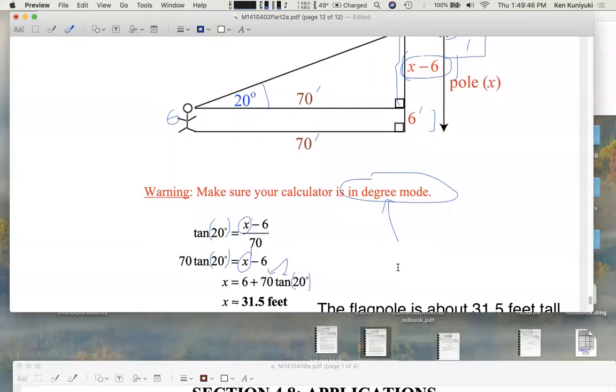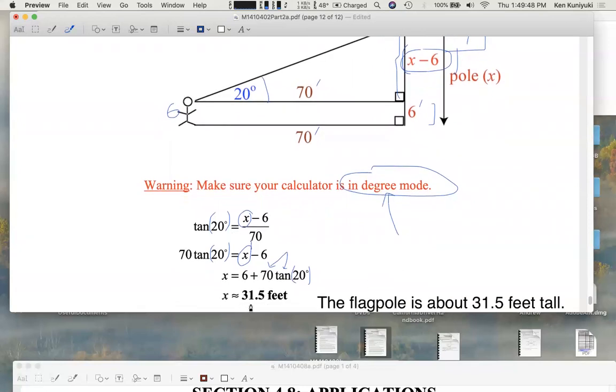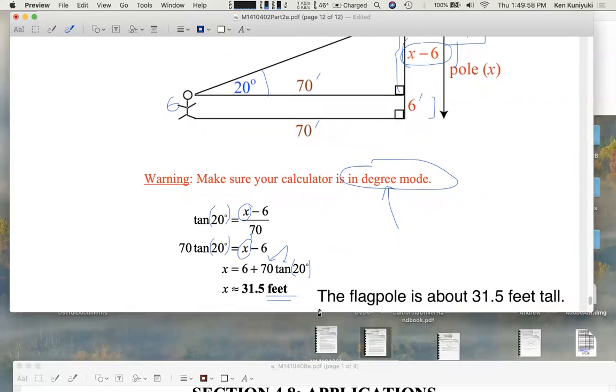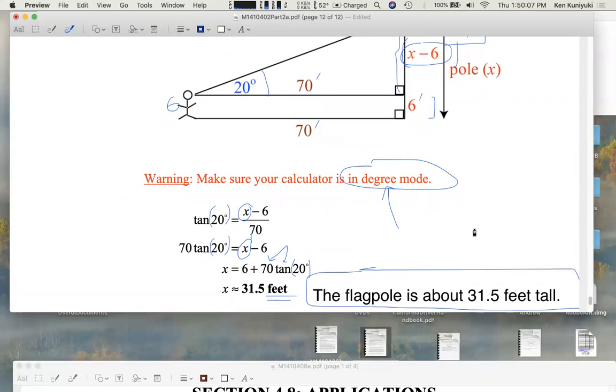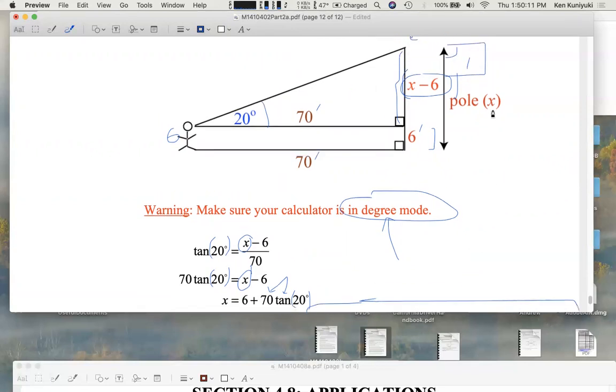We get, to the nearest tenth of a foot, about 31.5, and we should put a unit, feet, because these were in feet. It's a consistent unit. Nowadays, more and more, it's good to write down the final answer using proper English sentences. The flagpole is about 31.5 feet tall. Okay, that was the question. What is the height of the flagpole? It's about 31.5 feet tall.